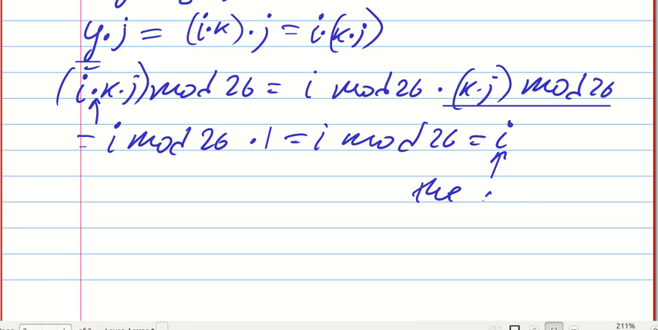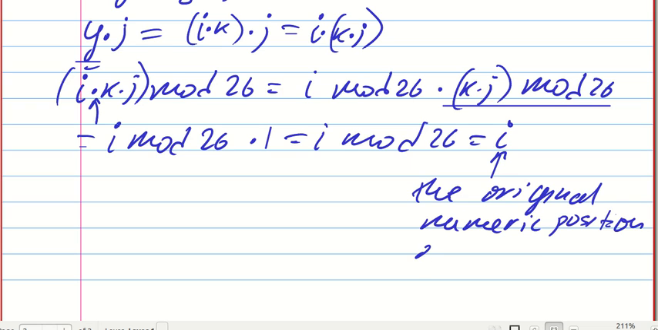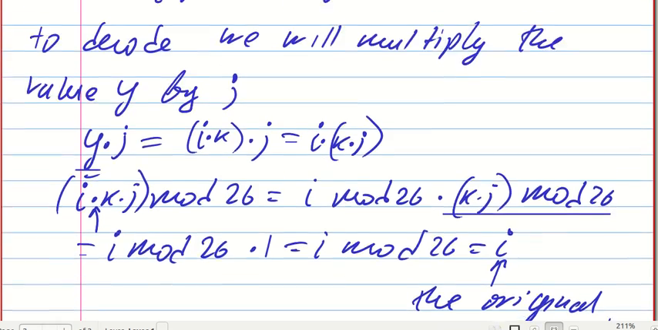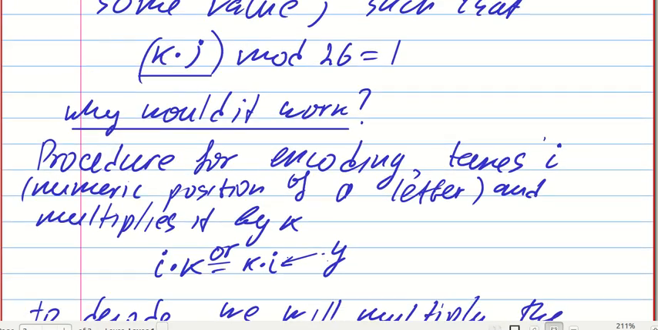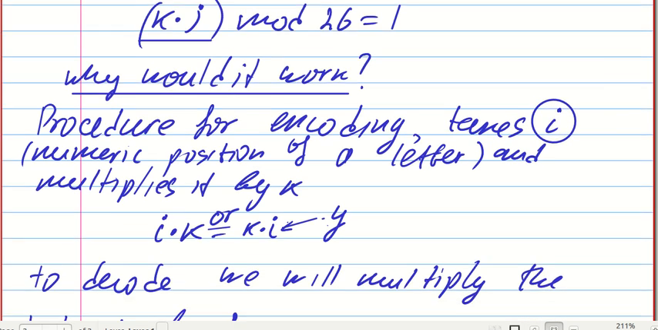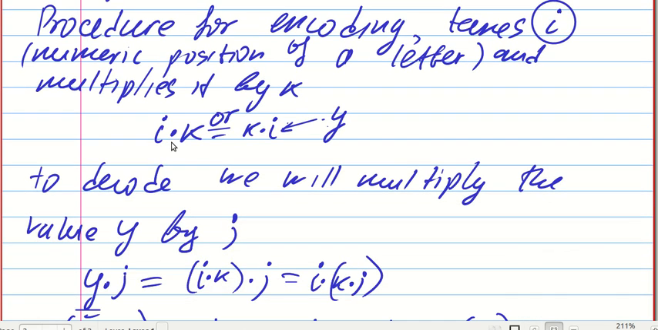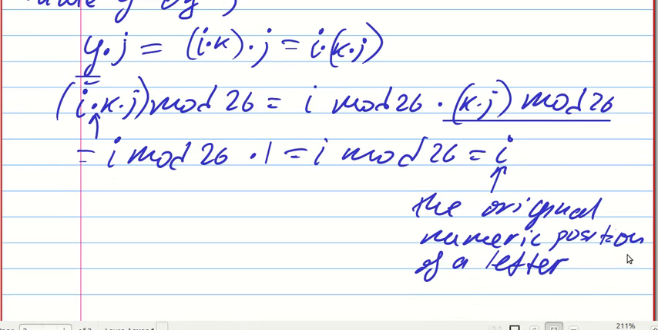position, the original numeric position of a letter. So we went back, the original numeric position of a letter. So let's go back again. We started with I, we went to y by multiplying by k, but then we came back by multiplying by j. So that's why this procedure works.